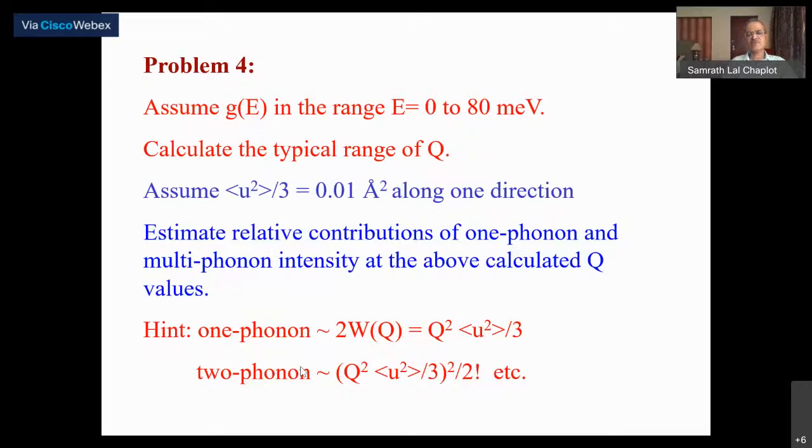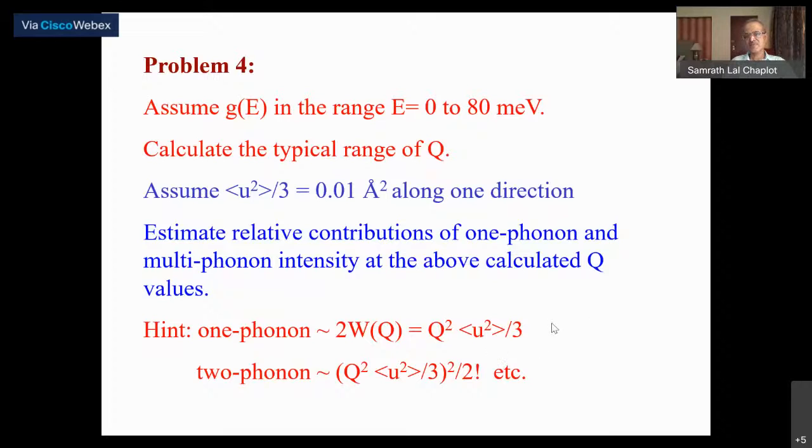So the relative contributions of the elastic scattering, one phonon scattering, two phonon scattering, three phonon scattering will be proportional to: elastic, proportional to 1. One phonon intensity is proportional to Q square U square. Two phonon intensity is proportional to Q square U square whole square divided by factorial 2.